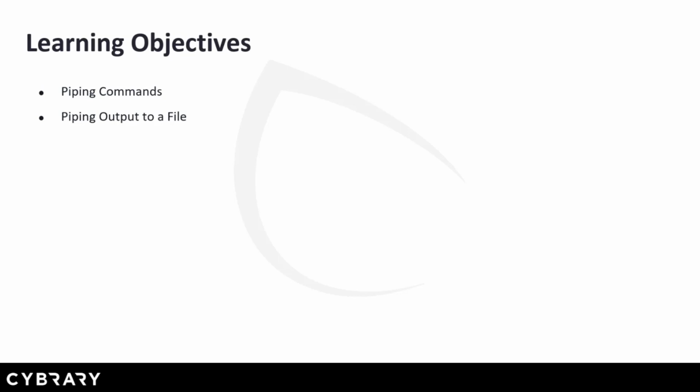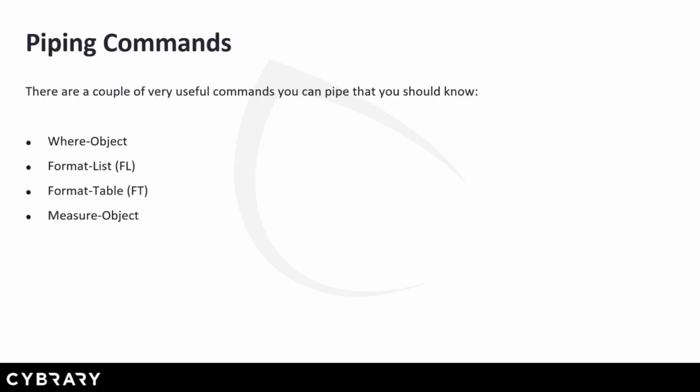In this lesson, we're going to learn about piping commands and piping output to a file. We learned a little bit about piping in our help lesson, and in this lesson we're going to go further into it. First of all, piping commands. There are a couple of very useful commands that you can pipe that you really should know: Where-Object, Format-List or FL, Format-Table or FT, and Measure-Object.